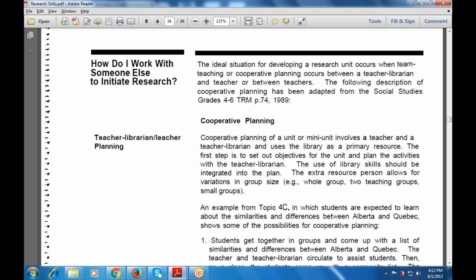There will be cooperative planning. There should be involvement of the teacher and the teacher librarian, who use the library as a primary resource. The first step is to set out the objectives for the unit and plan out the activities with the teacher librarian. An example from topic 4C, in which students are expected to learn about the similarities and differences between Alberta and Cuba, shows some of the possibilities for cooperative planning.